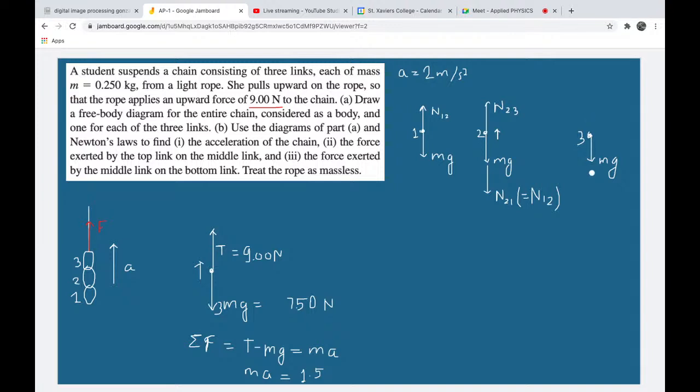What are the other forces? So for the downward link, there is a reaction force. So there will be a reaction force which is called N acting on 3 by 2. But do remember that this is equal to this one. It's a reaction pair. It will be N23.